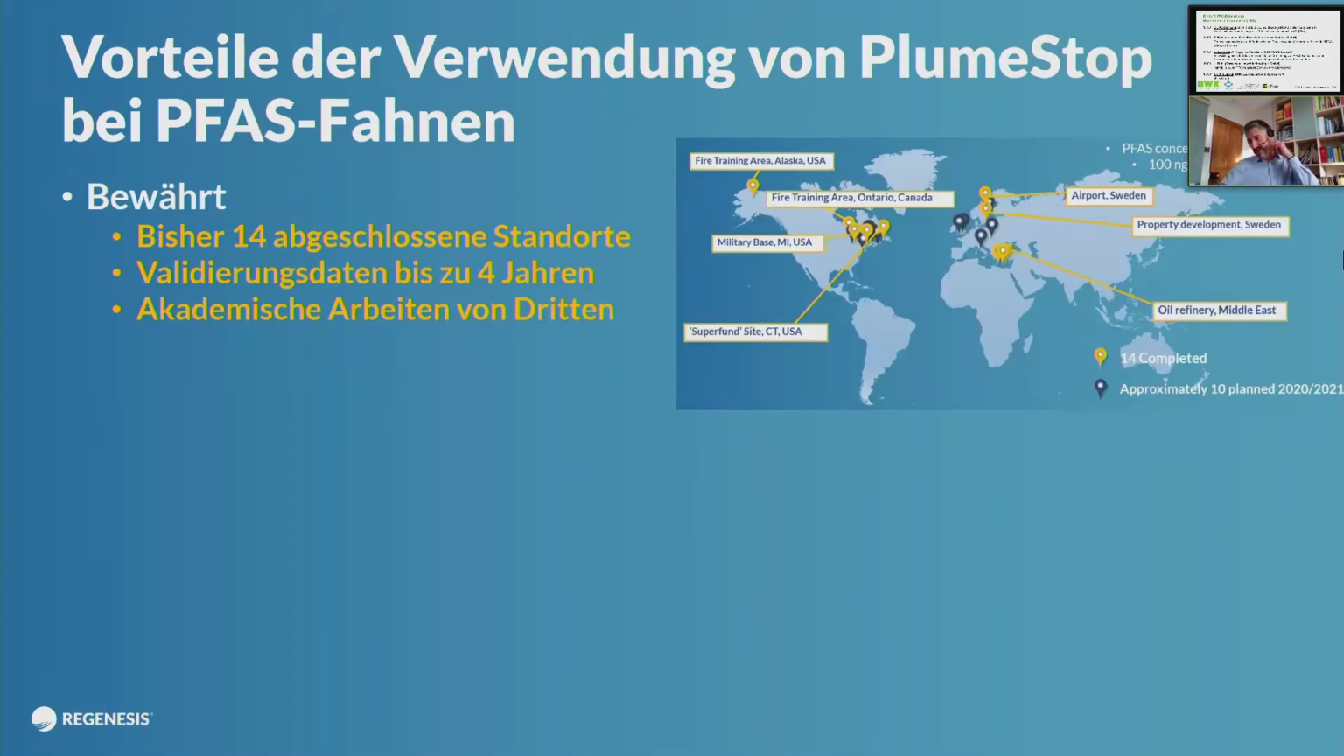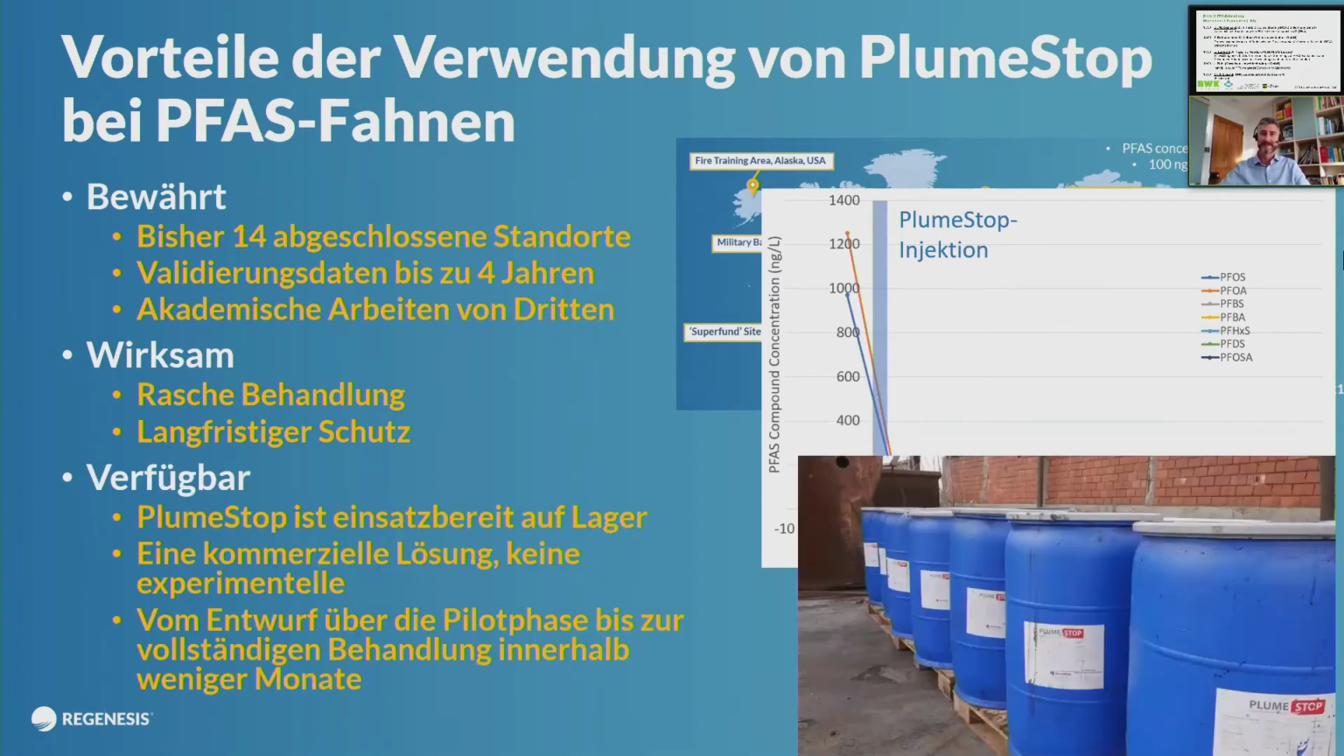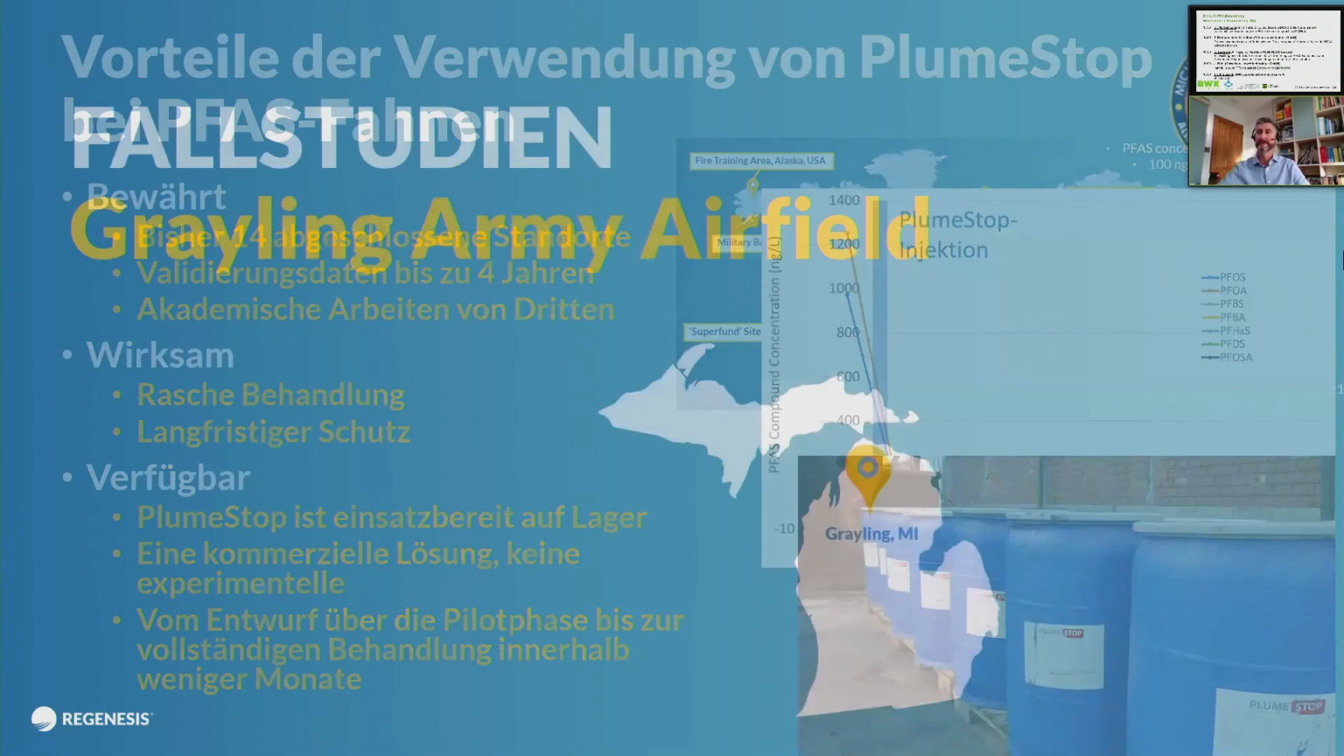So the benefits of using this product is that it's a proven technology. We've done 14 sites to date, and we're moving on to the 15th soon. We've got a number of data sets all progressing, the longest of which is 4 years. It's very effective. You get rapid results that last a long time. And it's an available product. PlumeStop was not invented to treat PFAS, and we've used it on hundreds of sites now. So it is a product that we know how to use very well, and so it can be used very rapidly. It's not an experimental product.